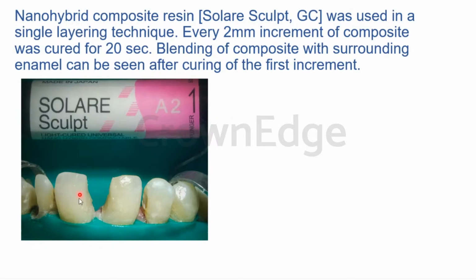So we are going to pack composite in 2 increments. The Solaire Sculpt is a universal nano hybrid composite. It has self-polishing features. It's very quick to polish and finish. So the lifelike aesthetics that you get is extremely superior. It has high strength, provides optimized handling for sculpting of the composite. And one more advantage of using something like a nano hybrid would be that there is simplicity in shade selection.